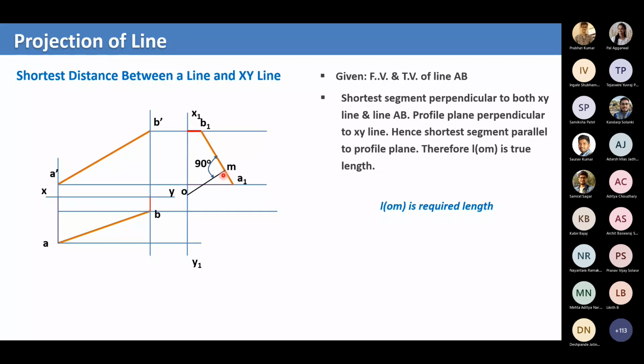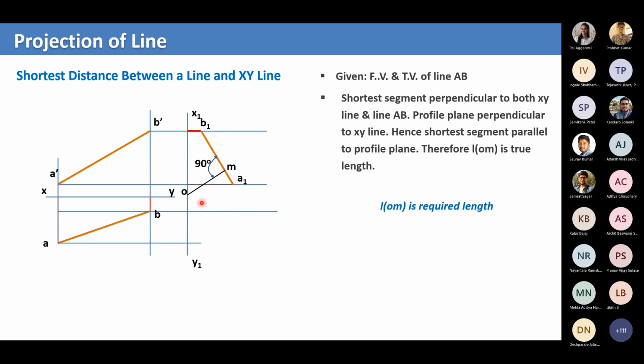So everyone understood this? How do we get the shortest distance between a line and an XY line? Any more doubts? How did we locate A1 and B1? It is the left side view.